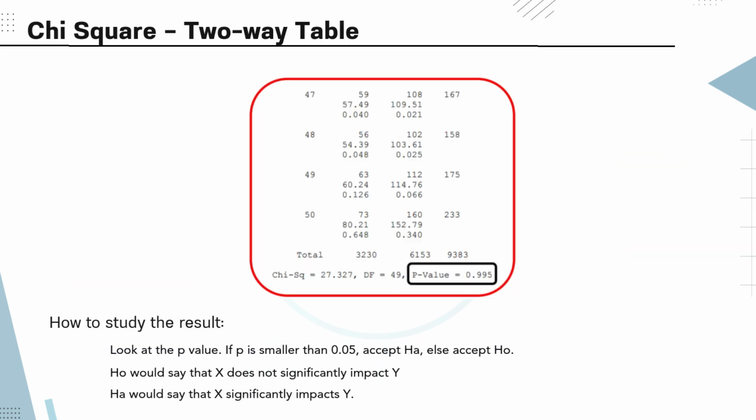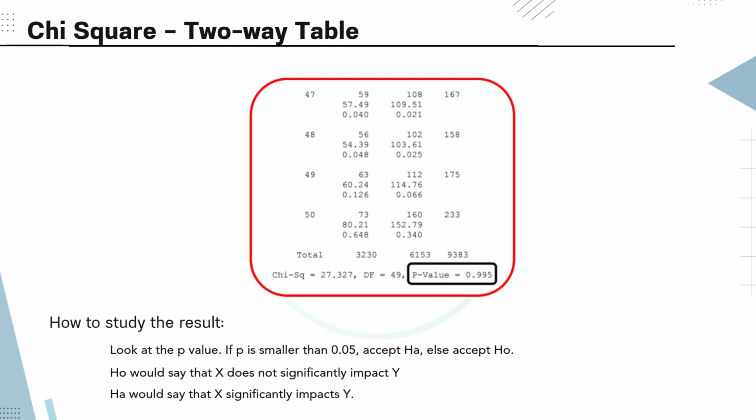This slide shows us how to interpret the results of a chi-square test using a two-way table. Let's focus on the results section at the bottom. The chi-square value here is 27.327. The degrees of freedom, df, is 49. Most importantly, the p-value is 0.995.